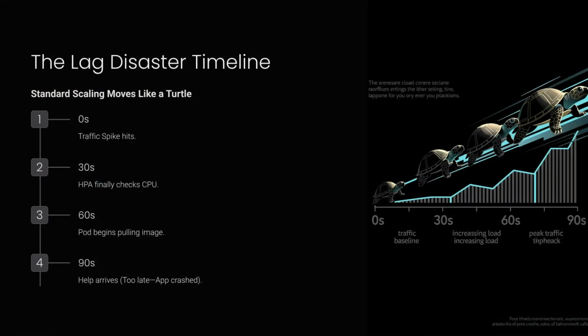Second, the lag. Kubernetes is slow to react. It only checks your pods every 15 to 30 seconds. By the time it realizes the CPU is high and actually starts a new pod, minutes have passed. Your traffic hits like a lightning bolt, but your scaling moves like a turtle. By the time help arrives, your apps have already crashed.